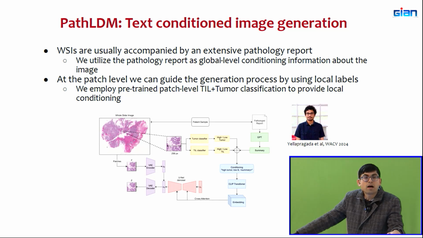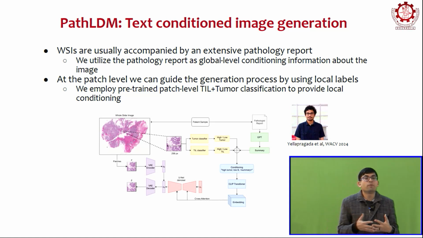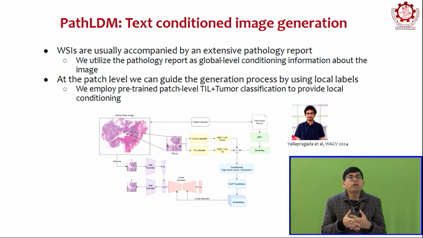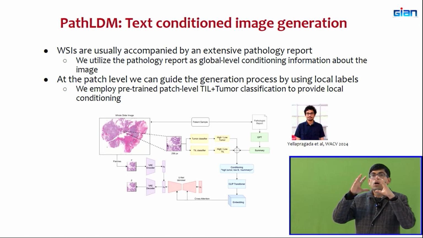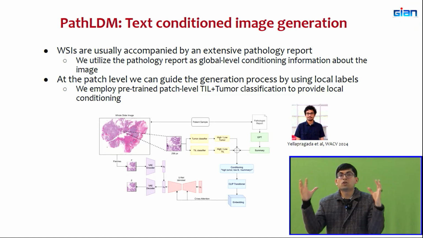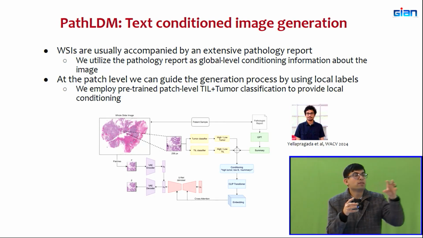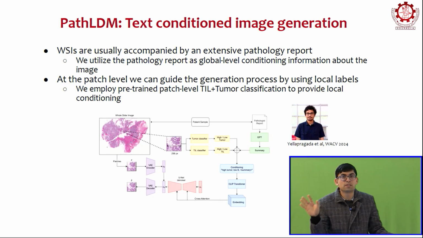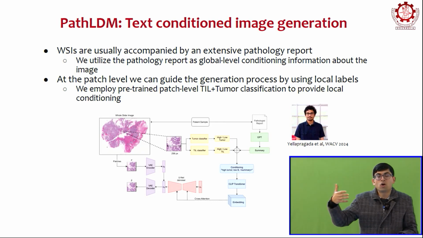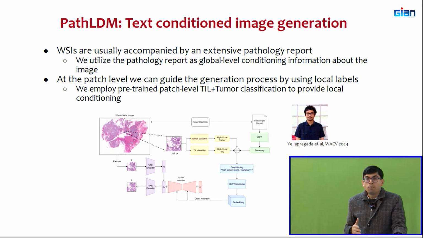So whole slide images are accompanied by extensive pathology reports. What we do is we use these reports as global level conditioning information about the image. These reports will tell you what's happening in the image as a whole. They might have some information as to, okay, the left side of the image shows something, or the right side of the image shows something, but there won't be any annotations per se, right? It's a report, so it's all in text format. So this report will give you a global understanding of what's going on in that image.